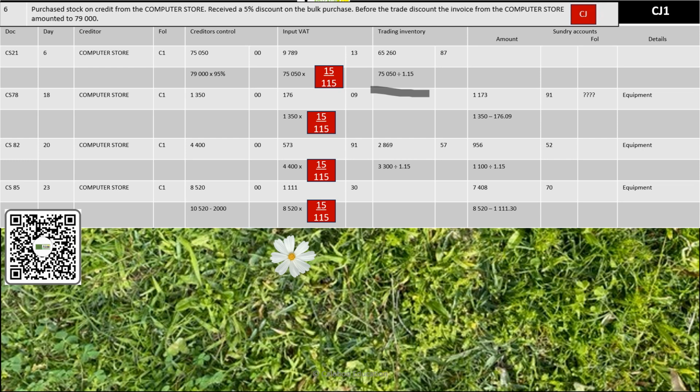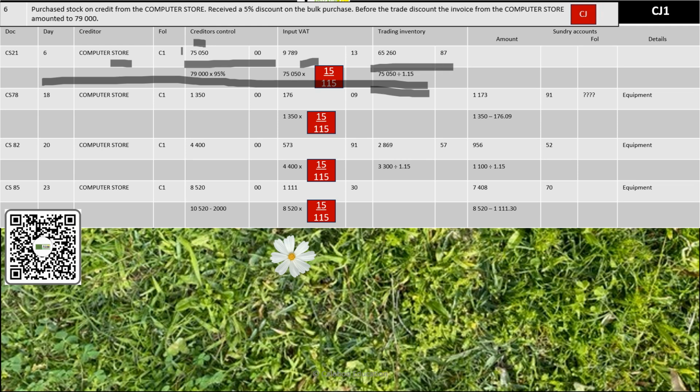So that is the transaction on the 6th. There it is. We owe an extra 75,050 to the computer store, a creditor. We can claim input VAT on that amount because stock is standard rated, and then that is the VAT exclusive historical cost price of the trading inventory. Next transaction.